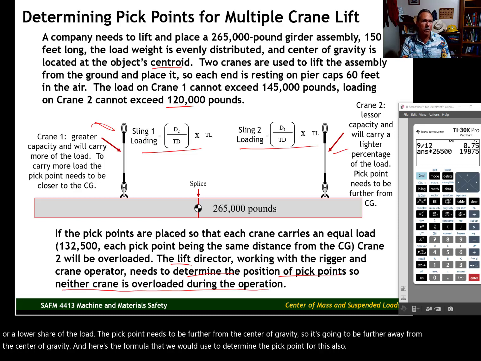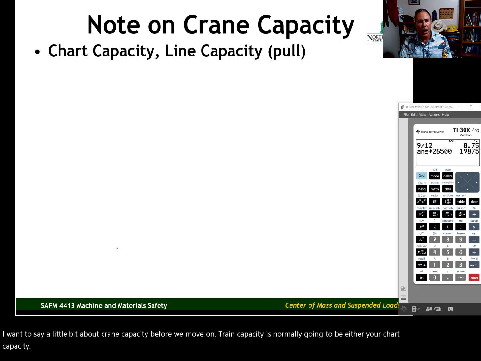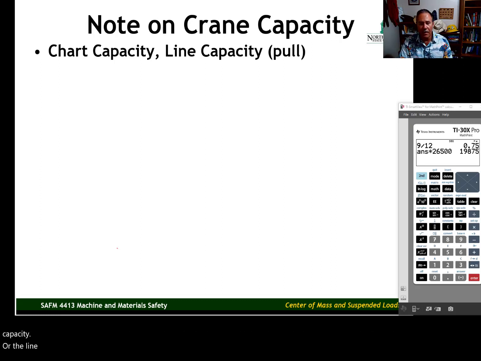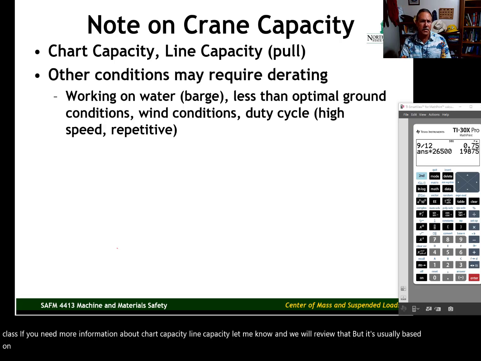I want to say a little bit about crane capacity before we move on. Crane capacity is normally going to be either your chart capacity or the line capacity. If you need more information about that, I've talked about it in other videos and we've talked about it in class. If you need more information about chart capacity or line capacity, let me know, and we'll review that. But it's usually based upon chart capacity or line capacity, and other conditions may require what we call derating the crane, or lowering the crane's capacity.